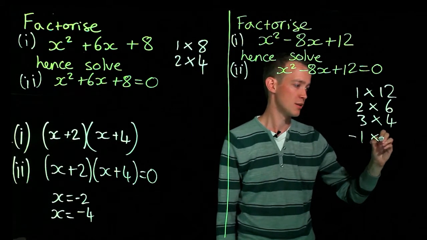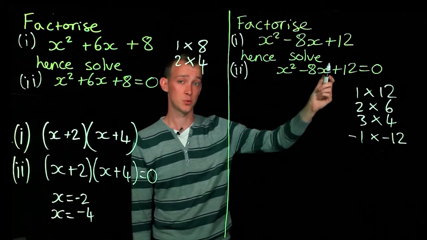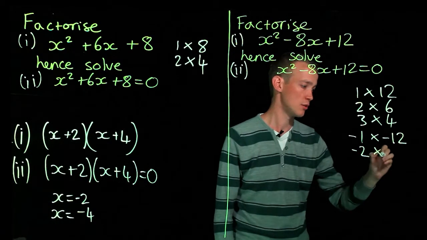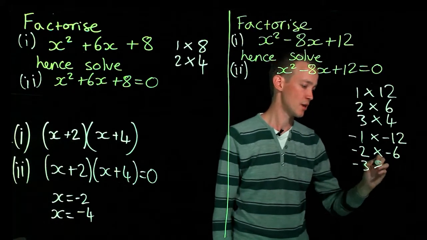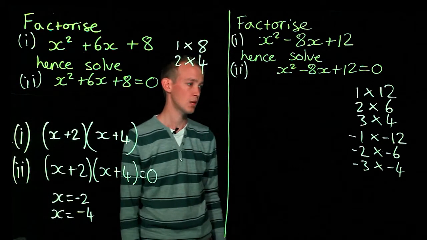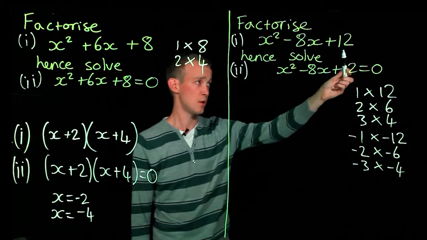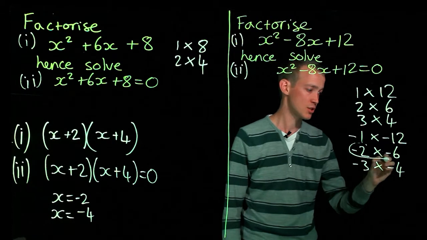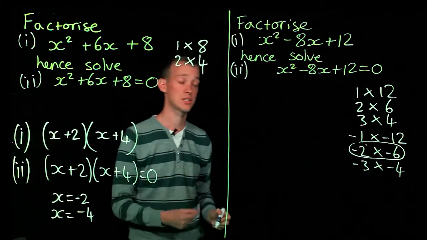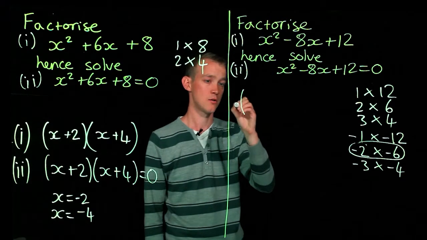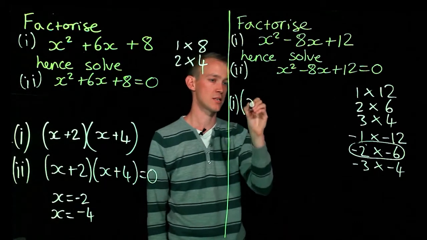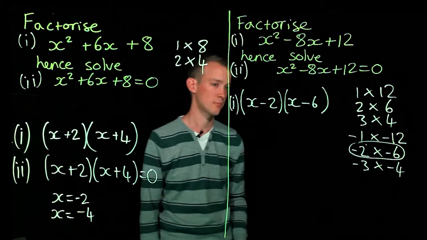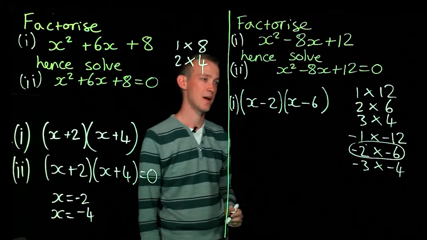Hopefully you know that minus 1 times minus 12 makes a positive 12 as well. A minus multiplied by another minus makes a positive. We know as well that minus 2 times minus 6 makes positive 12, and minus 3 times minus 4. So, two numbers that times together to make positive 12, they need to add together to make negative 8. Well, these two here, minus 2 and minus 6, minus 2 plus minus 6 makes minus 8. So, for part 1, my brackets are going to be x minus 2, x minus 6 there.